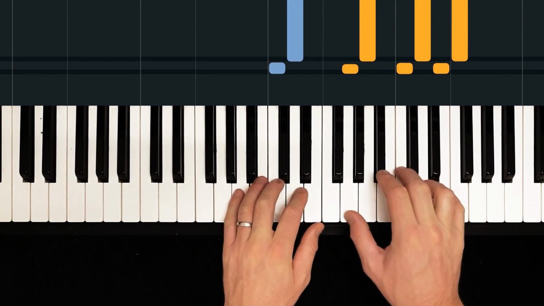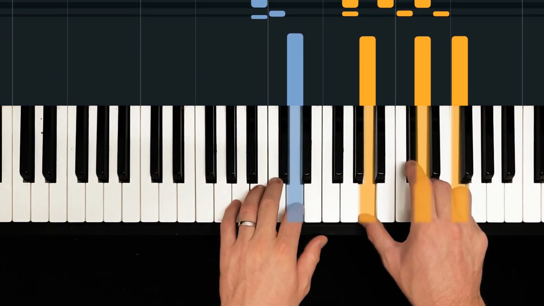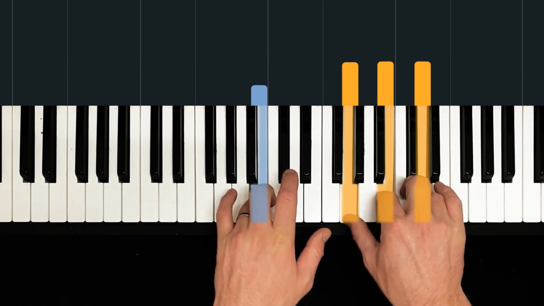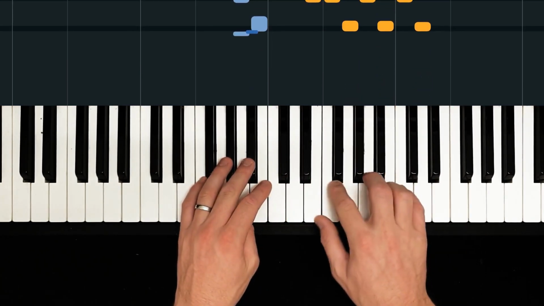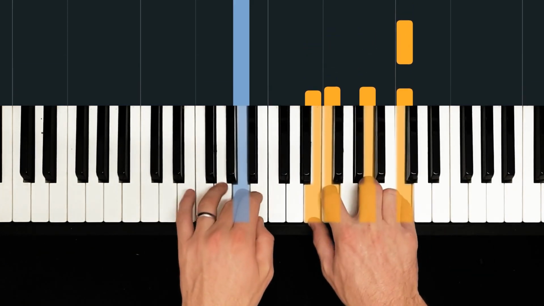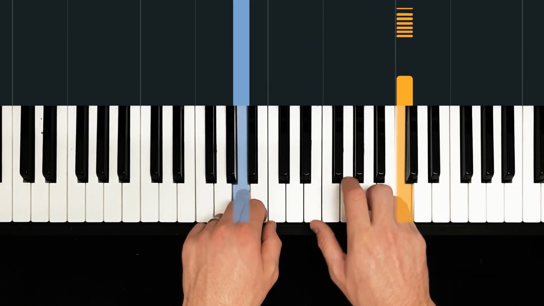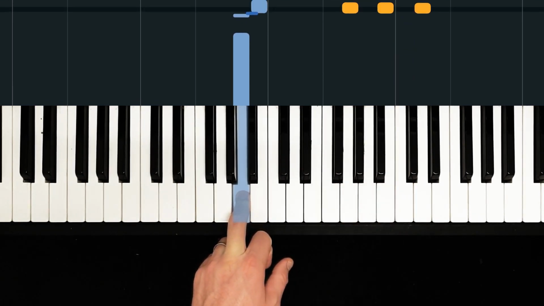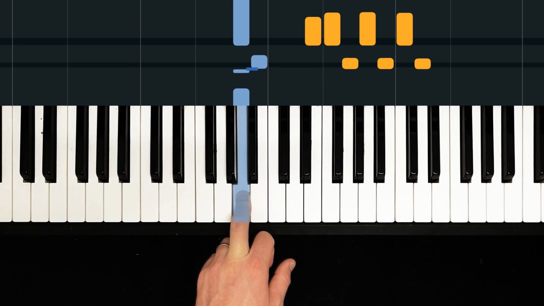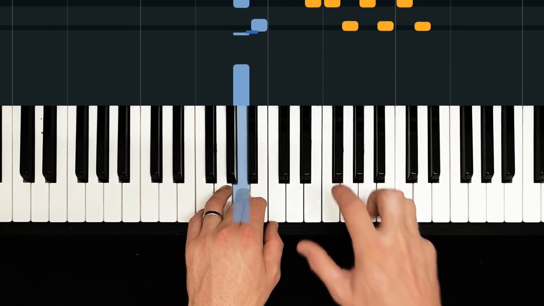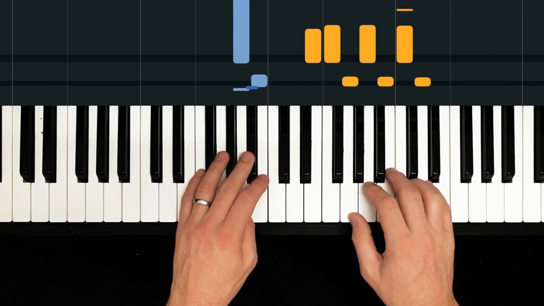Now we go to chord progression C, which is again very similar. 1 and a 2. Now this is again the bar where the change happens. 1 and a 2, 3, 4. On beat 3, we play a dotted half note. 1 and a 2, 3, 4, just like that.